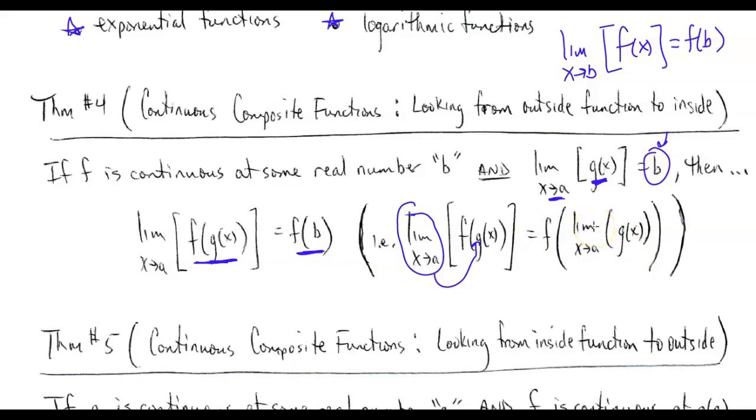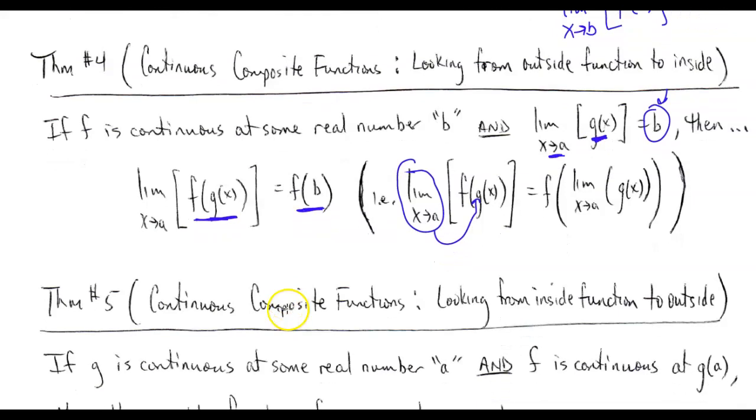So again, theorem number 4 basically says, if you've got a composition function and you know that the limit of the inside function as x approaches a equals some other number b, then you can take that limit operator and slide it inside the composition function, where you just evaluate the inside function first at that x value, and then take that result and evaluate the outside function.